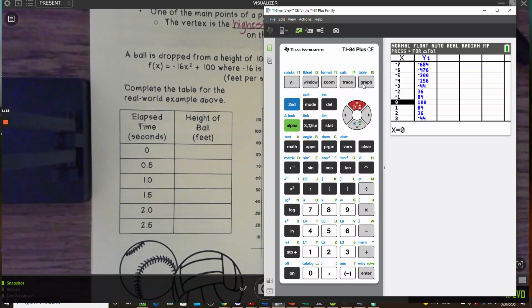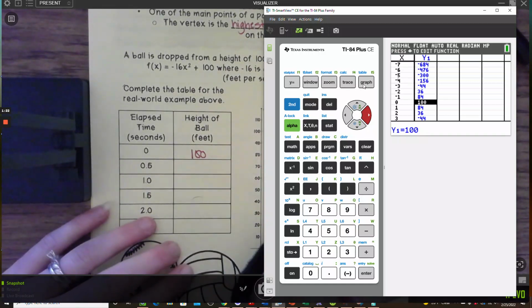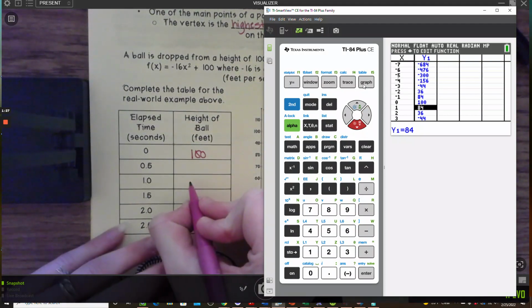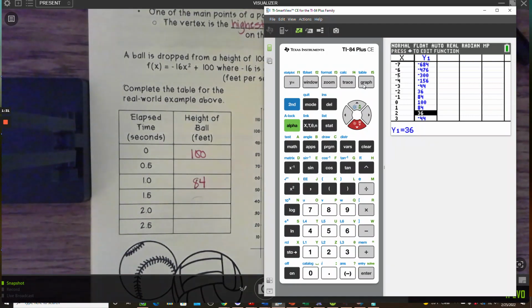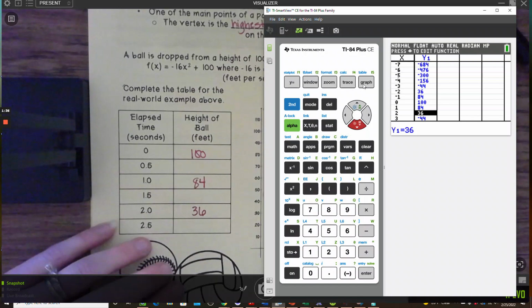At 0 time, 0 seconds, the ball is at 100 feet. At 1 second, the ball is at 84 feet, and at 2 seconds, the ball is at 36 feet. So now to figure the rest of the values.